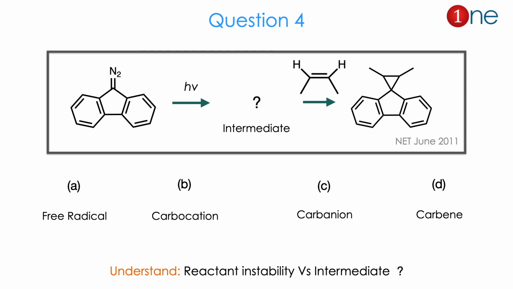Then question number 4. The starting material is an azo compound attached to a fused three-ring system, a five-membered ring attached with 2 benzene rings. You are using light, and they ask you to find the intermediate. In the next step you are using the alkene, and a new 3-membered ring is formed. The choices given for the intermediate are free radical, carbocation, carbanion, or carbene. Here you have to understand that the question is really about reactant instability and which intermediate is formed. The answer is D. Let us see how.